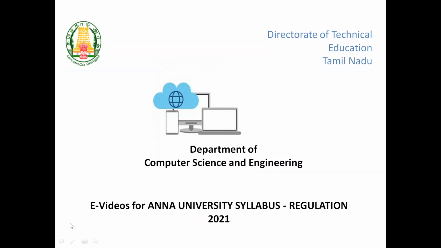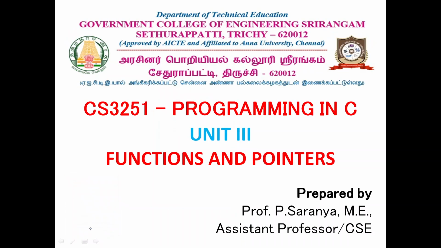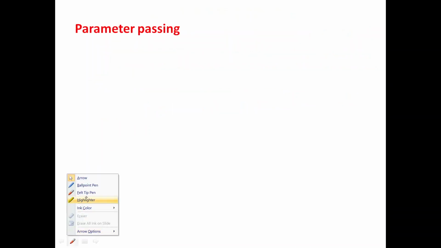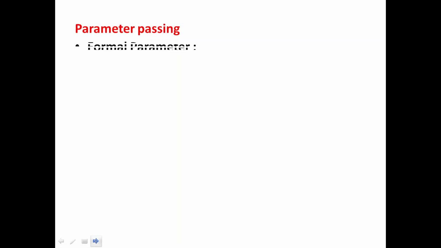Welcome to the video lecture on CS3251 Programming in C, Unit 3: Functions and Pointers. In this unit we are going to see what are the ways to pass a parameter to a function. Before that, we will see what are the types of parameters.